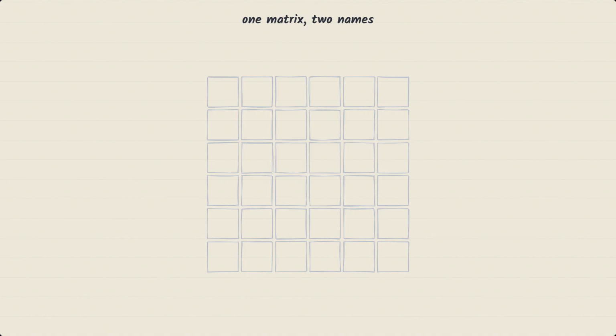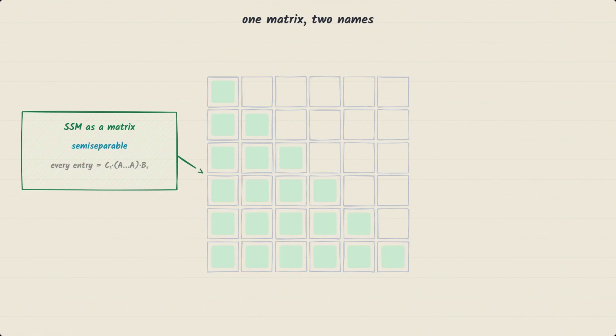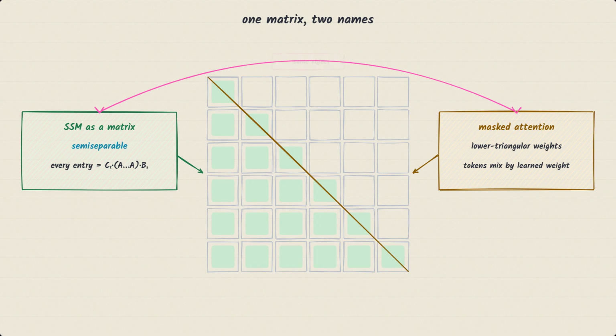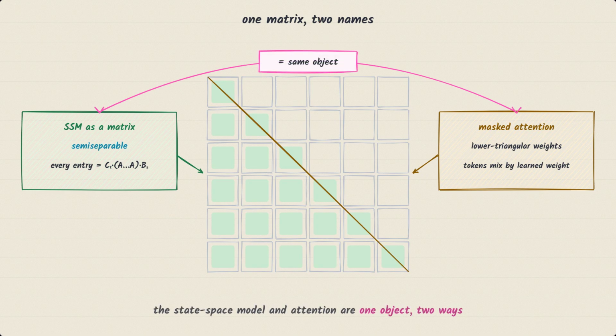That matrix has a name. It's semi-separable. Every entry is C_T times a chain of decays times B_S. But look at its shape. A lower triangular matrix that mixes tokens by a learned weight. That's exactly what a masked attention matrix is. The state space model and attention aren't cousins. They're the same object, written two different ways.